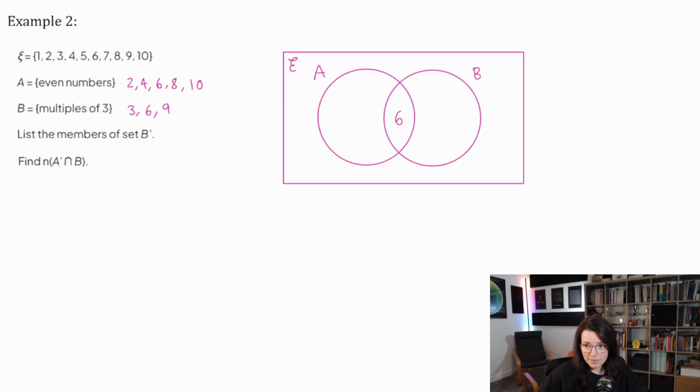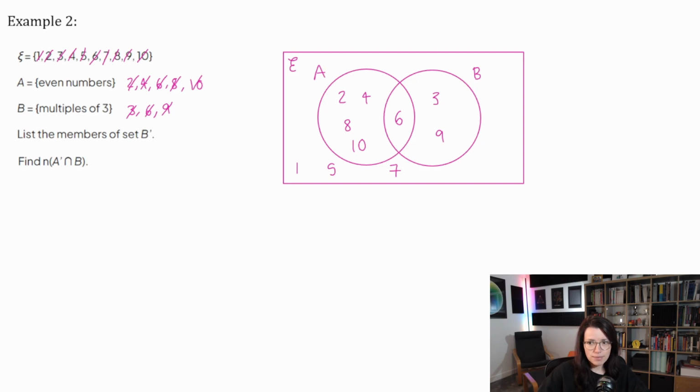So let's put that there. Cross off the 6. We can then fill in set A, so 2, 4, 8, and 10. The remainder of elements in set B were 3 and 9. Now we can see there are some members of the universal set that don't fit in A or B, and those are 1, 5, and 7. Now it should be easier to answer the questions.